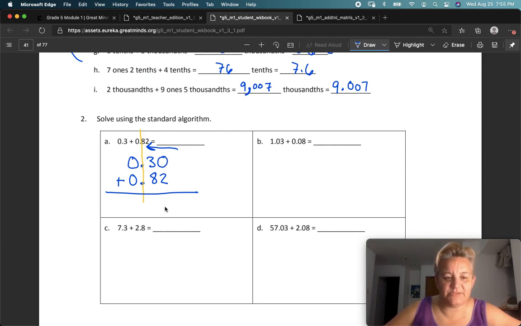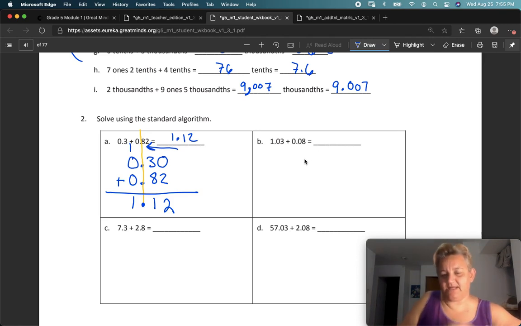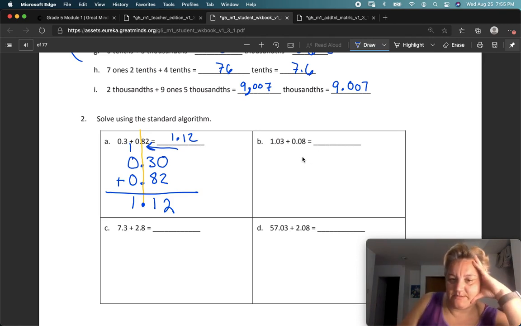So 0 plus 2 is 2. 8 plus 3 is 11. So the 11 goes here, and the 1 carries over to the next place. And then 1 plus 0 is 1. And now the big thing I want you to not forget is to put the decimal back in. Okay, it stays in that line, that yellow line. 1 and 12 hundredths. So this isn't so complicated. I don't want you to get scared by that decimal point. Okay?